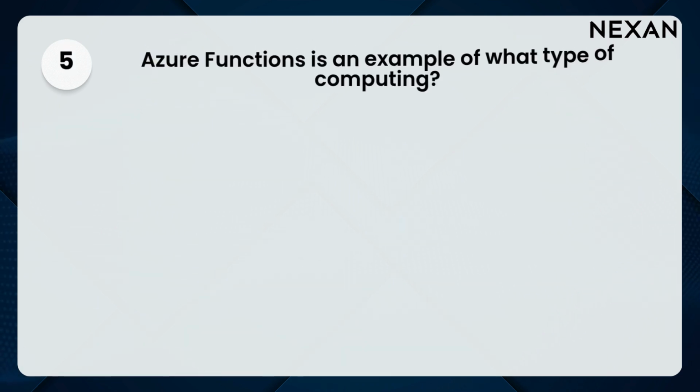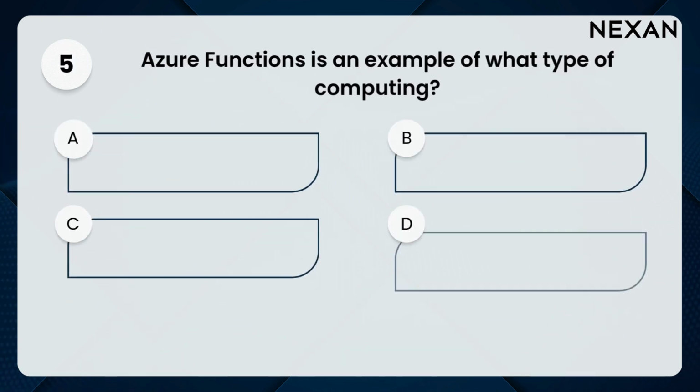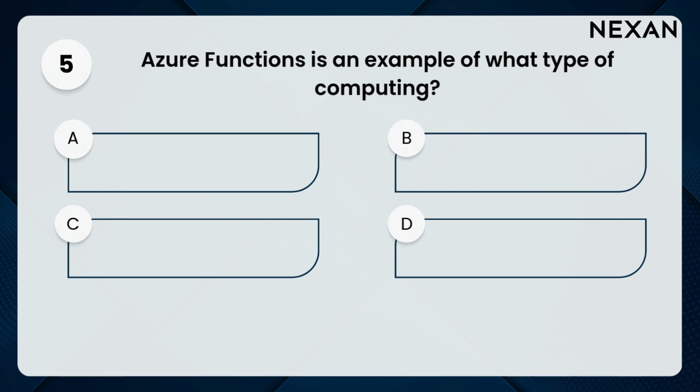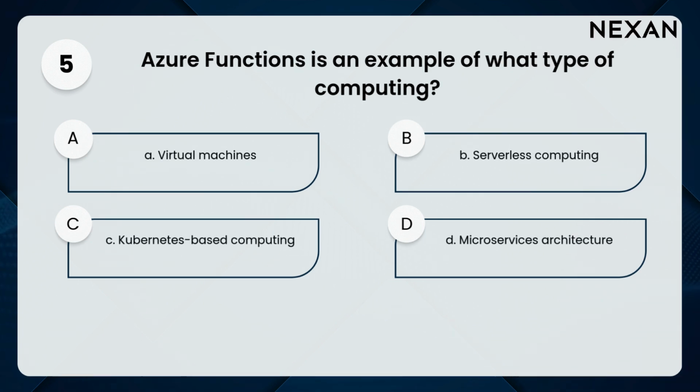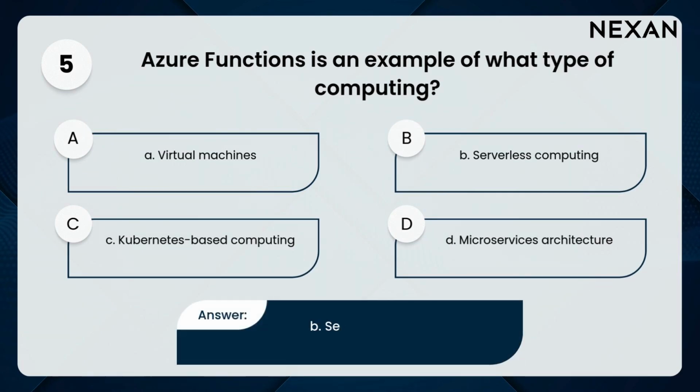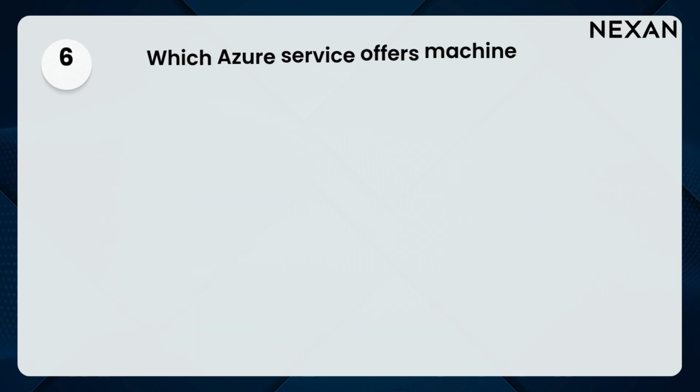5. Azure Functions is an example of what type of computing? A. Virtual machines. B. Serverless computing. C. Kubernetes-based computing. D. Microservices architecture. Answer: B. Serverless computing.